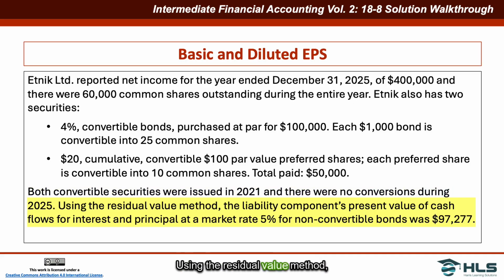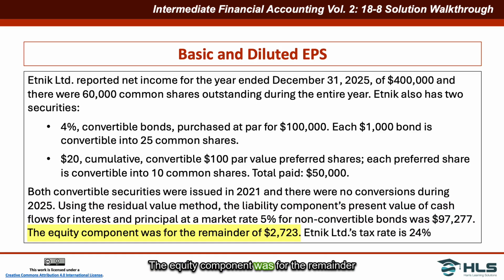Using the residual value method, the liability component's present value of cash flows for interest and principal at a market rate of 5% for non-convertible bonds was $97,277. The equity component was for the remainder of $2,723. Etnic Limited's tax rate is 24%.